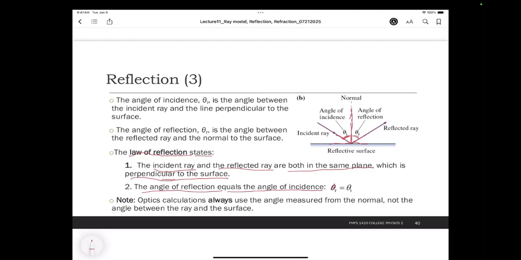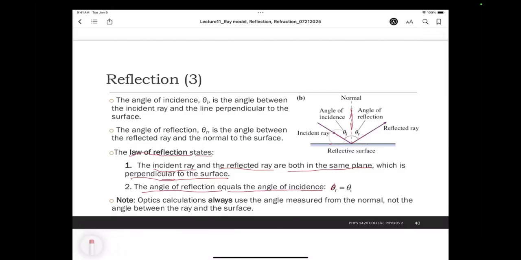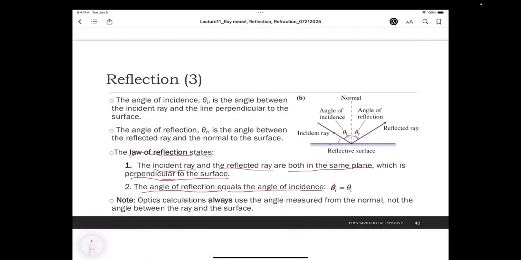A note: optics calculations always use the angle measured from the normal, not the angle between the ray and the surface. Better pay attention. Usually we just use this angle and this angle, not this angle.